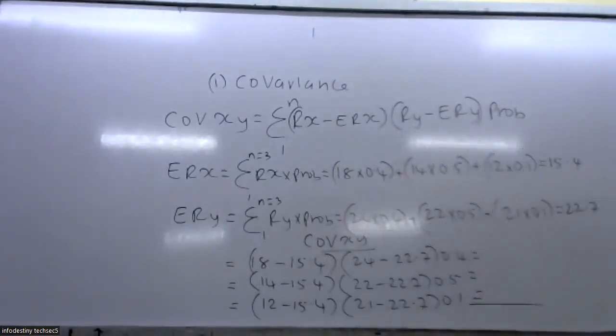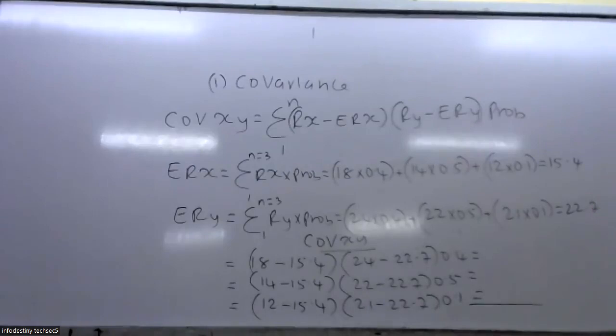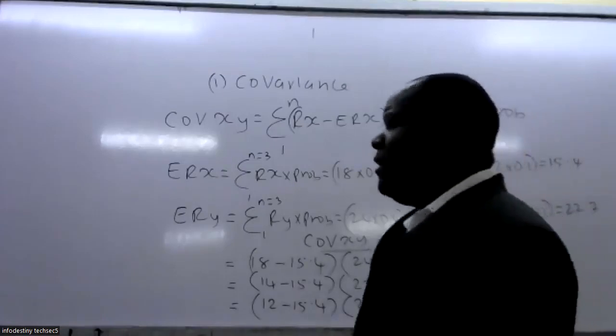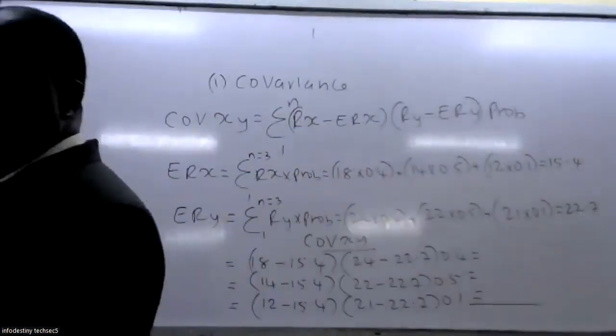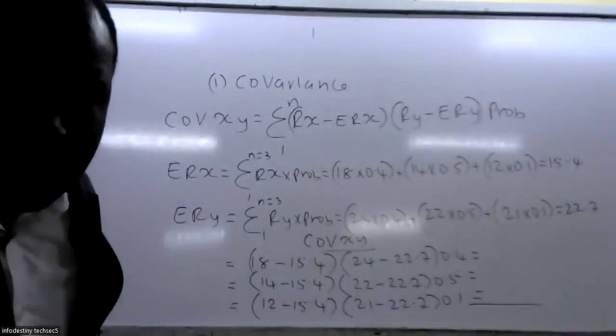So calculate those figures, add them together. They should be able to give you what is supposed to be the covariance between X and Y. That is now what will give us the covariance between X and Y.